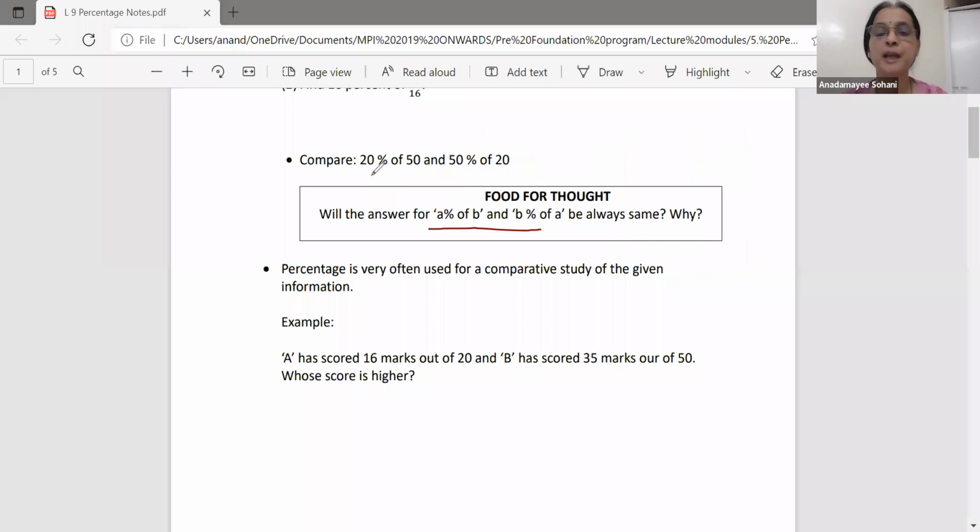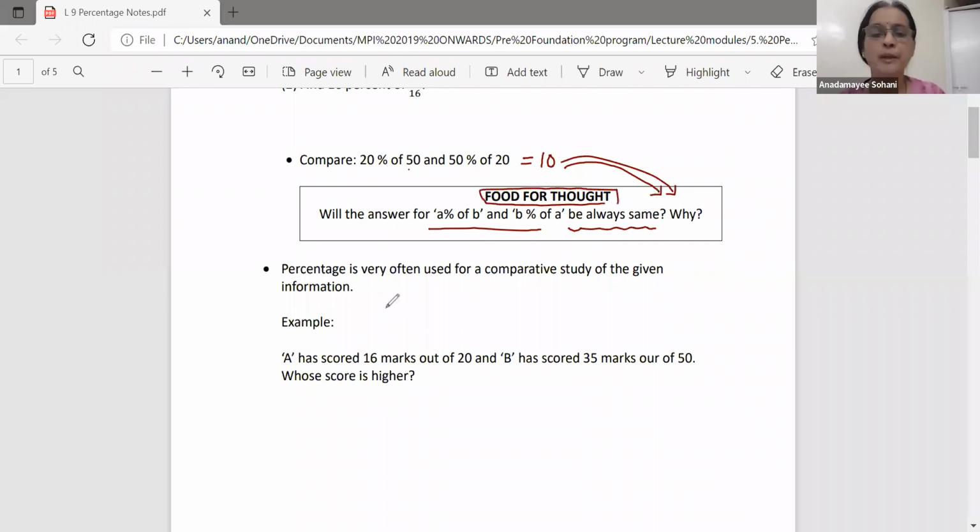We have taken one example that 20% of 50 and 50% of 20 both are coming 10. Will it happen every time? Take many such examples and find out. And if it is coming the same every time, why will it come the same every time? And if it is not coming the same every time, why is it not coming the same for some cases? Think over it. This is your think tank problem. So keep thinking on it.